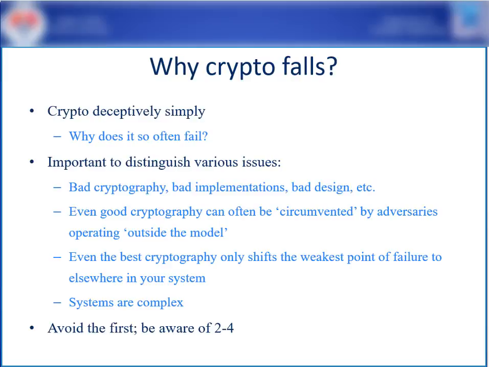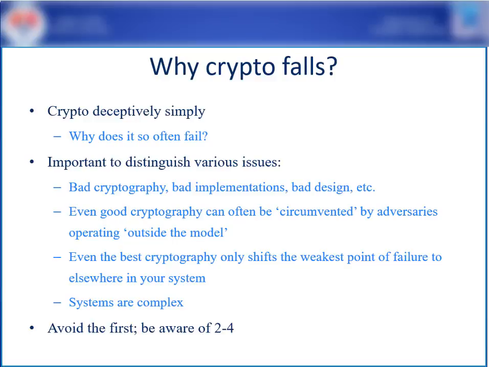So, concluding our course, I would like to discuss why sometimes crypto fails. As we saw throughout our course, cryptographic algorithms are designed taking into account many factors. However, sometimes it is possible to break ciphers. To explain why crypto fails, it is important to distinguish various issues. For example, it can be a bad cryptographic algorithm, or just a bad implementation of a secure cryptographic algorithm, or bad design, and so on.